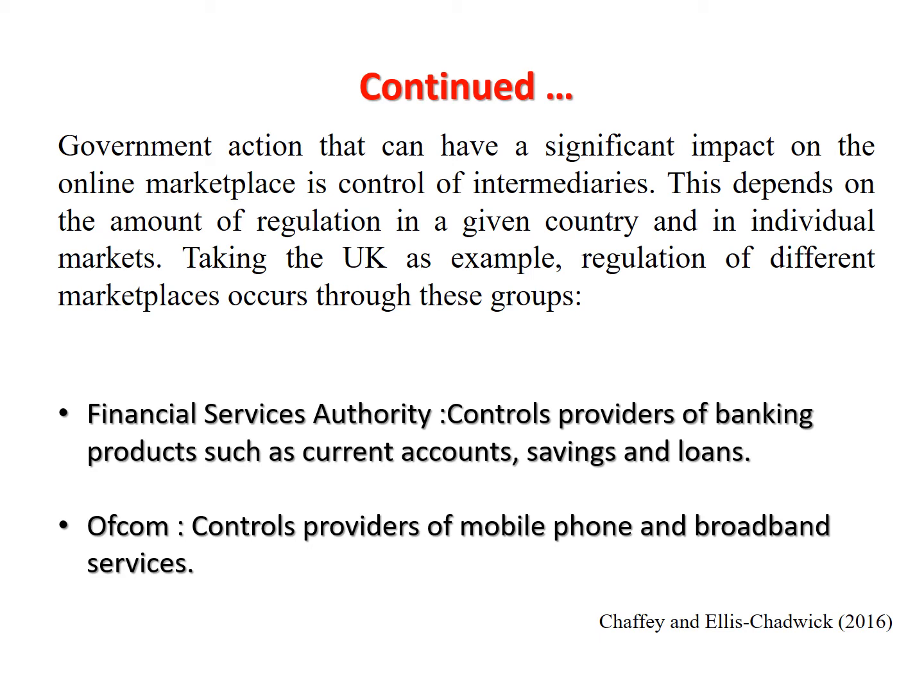Taking the UK example, regulation of different marketplaces occurs through these groups. The Financial Services Authority controls providers of banking products such as current accounts, savings and loans. Ofcom controls providers of mobile phones and broadband services. And the government will want to have a big say in this, especially in the financial services.